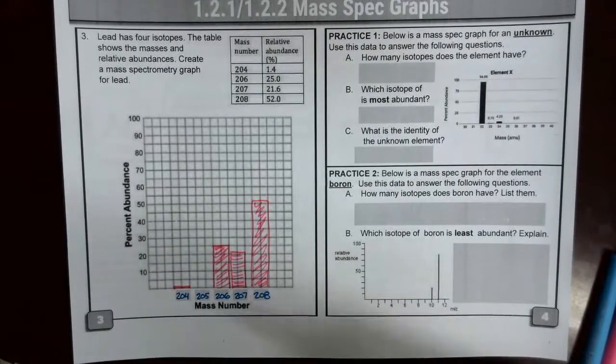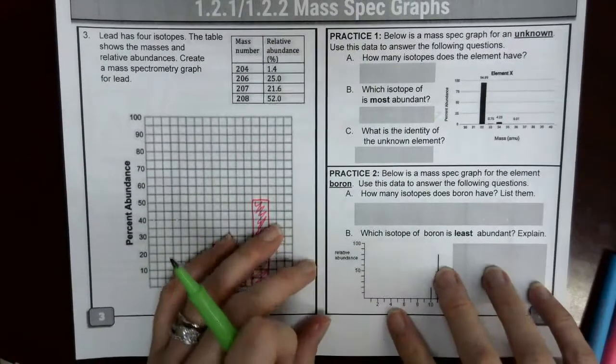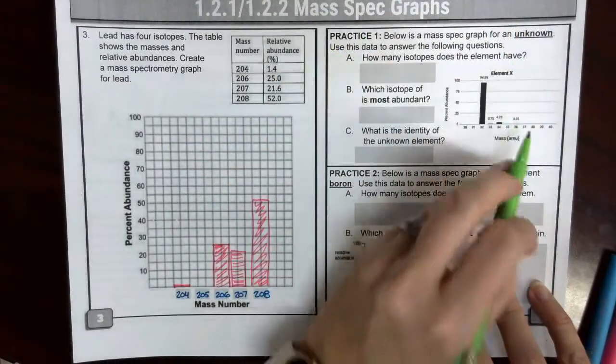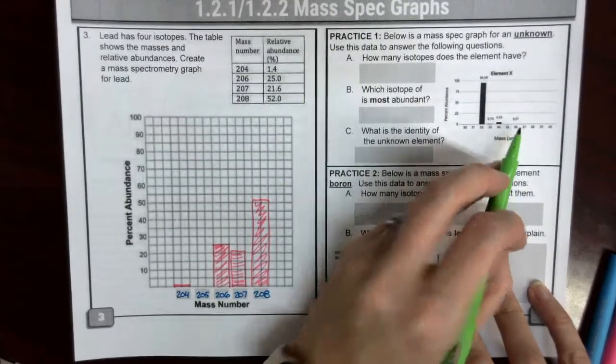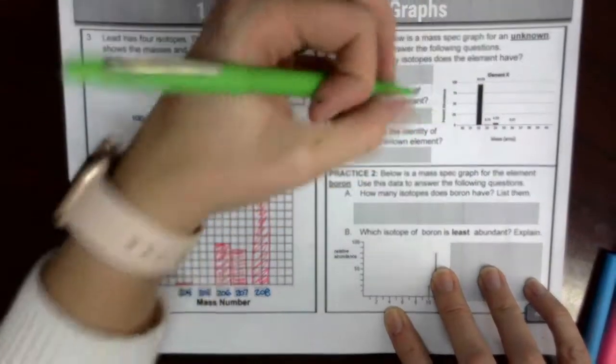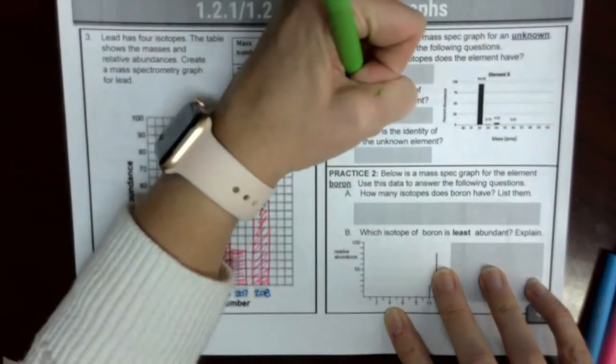Okay, so let's look at this. It says, how many isotopes do we have? We can see 1, 2, 3, and then there's actually a little line right here. You can see the number above it to tell us that there's one there. So we have 4 isotopes. Which one is most abundant? So the tallest one, that is isotope number 32.